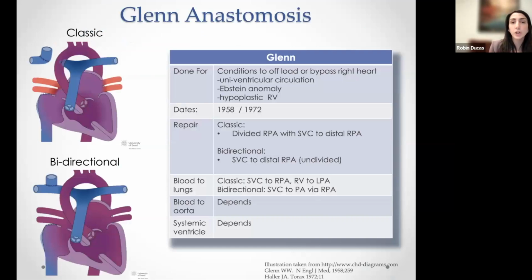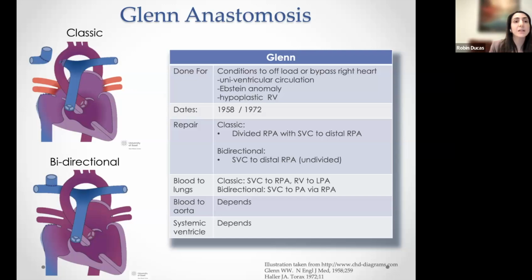Now, the Glenn shunt was done to offload or bypass the right heart. It's done for multiple different things. It could be done in univentricular circulations. It can be done in patients that have Ebstein's anomaly of the tricuspid valve, or people that have hypoplastic right ventricles. In some cases, it may even be done for tricuspid valve stenosis.